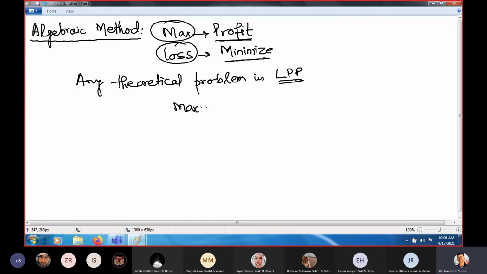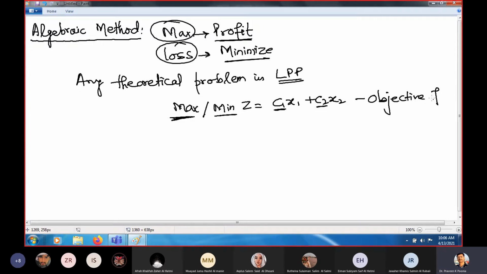One is the objective function, that we maximize or minimize. Minimize C1x1 plus C2x2, where C1 and C2 are costs. So we maximize or minimize that, and this is called the objective function. Please practice these things. What is this? This is the objective function. This type of small 1 mark question comes in the midterm.